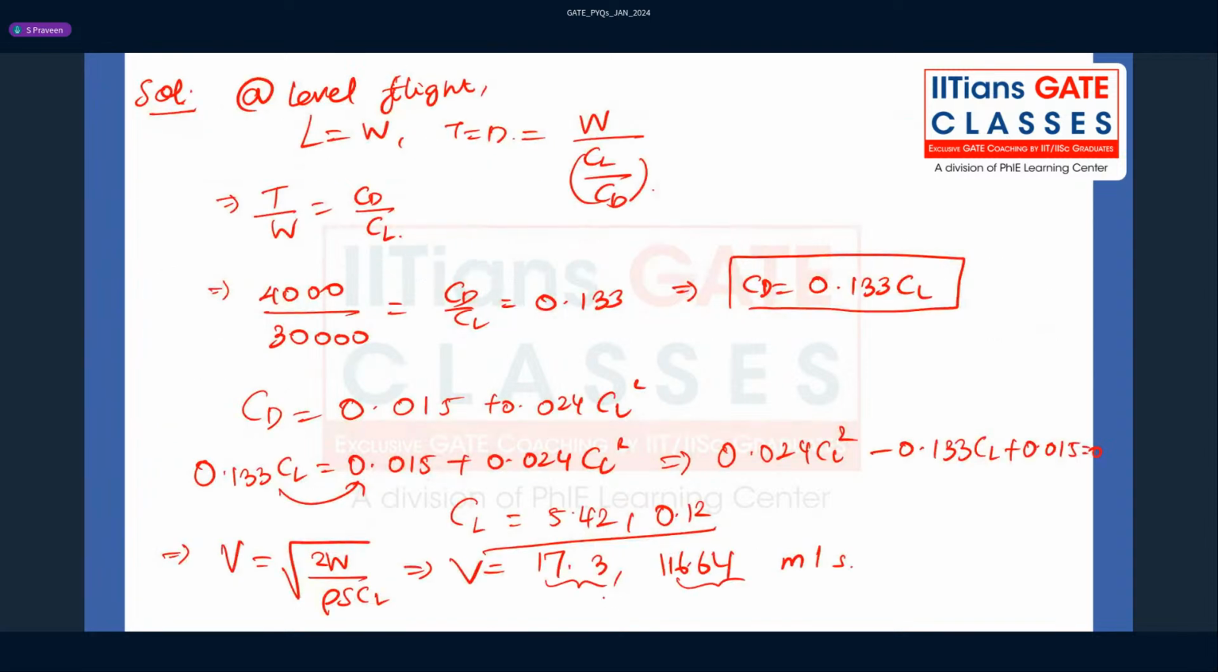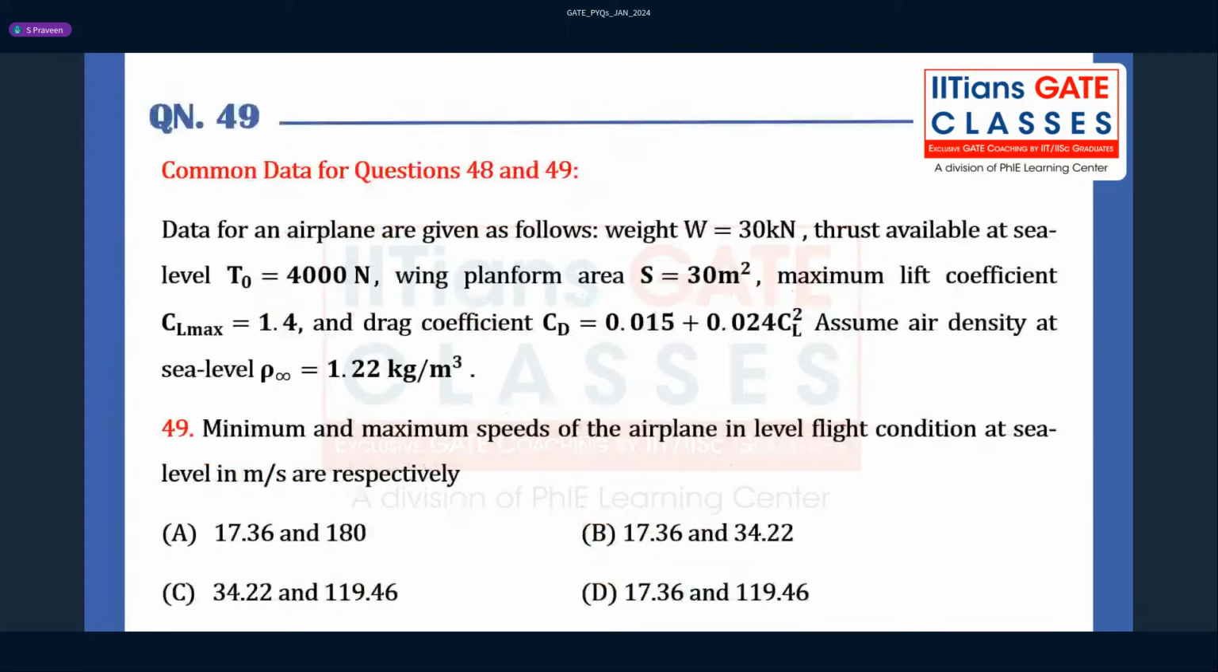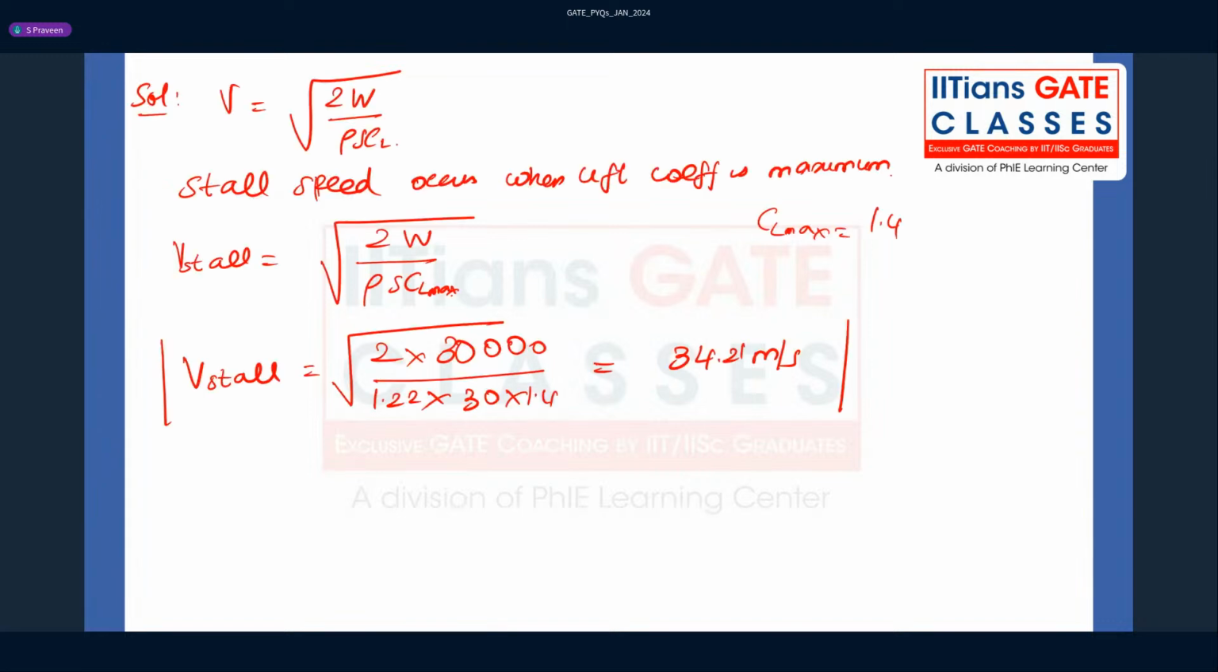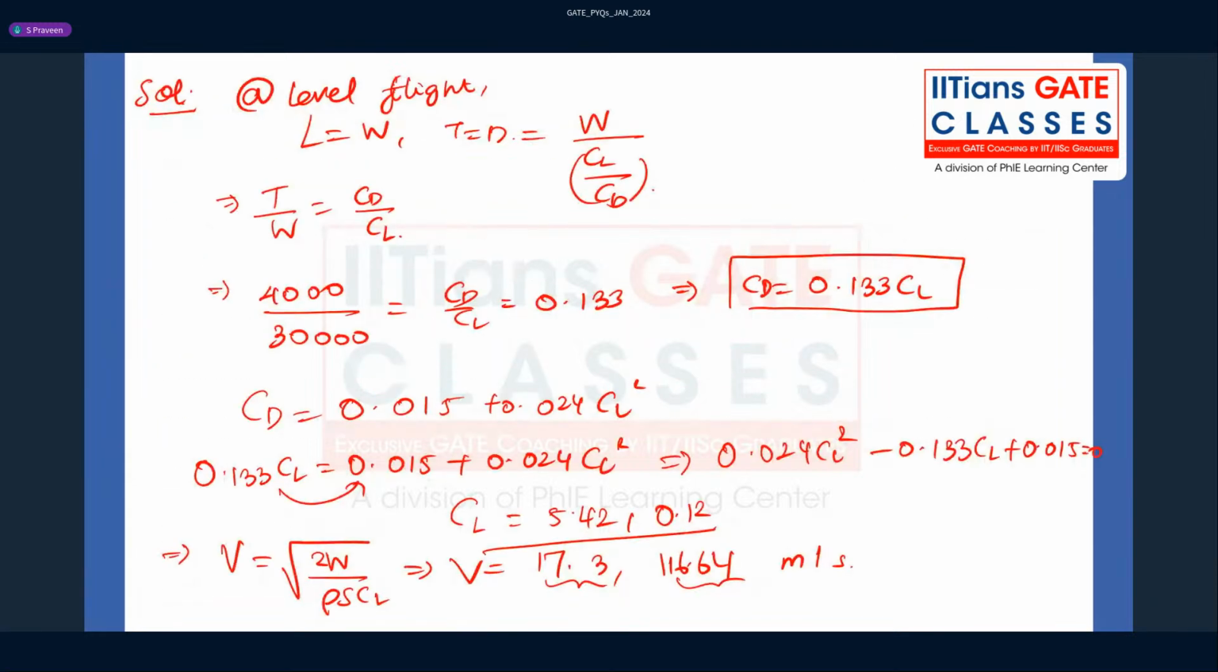So maximum is fine. But if you go back to the previous problem that we solved, because it's a common data question, you see that the stall speed is 34.21 meter per second. But your minimum speed here is 17.3, which is impractical, right? Your stall speed is the minimum speed. So in this case, your stall speed is the minimum speed and this value is the maximum speed, okay? Hope you guys don't have any confusion in this. So which is my option C.